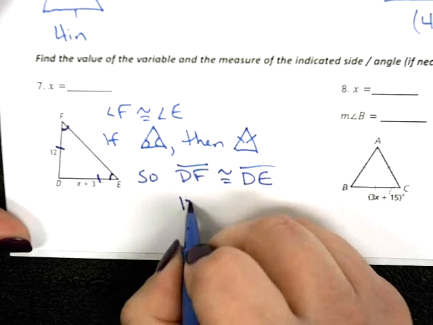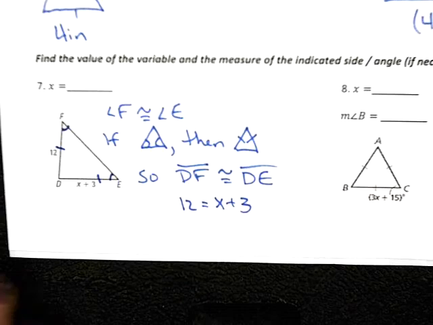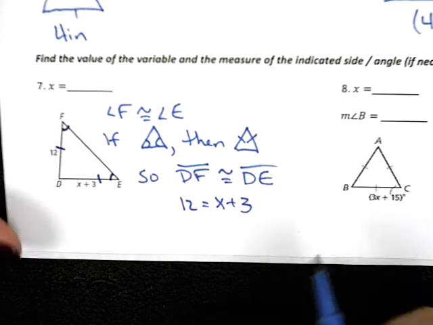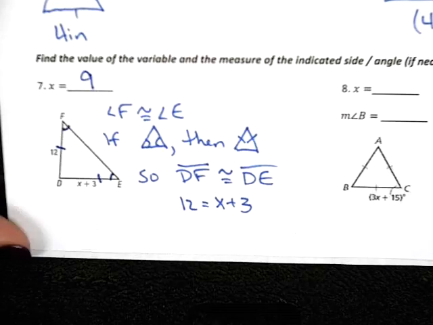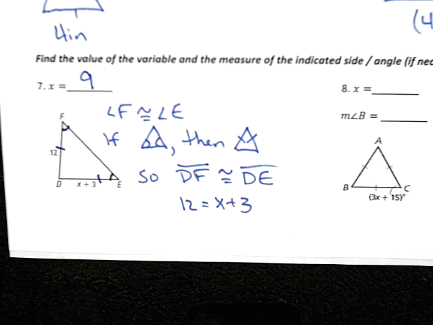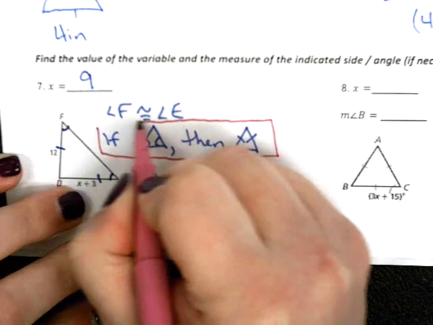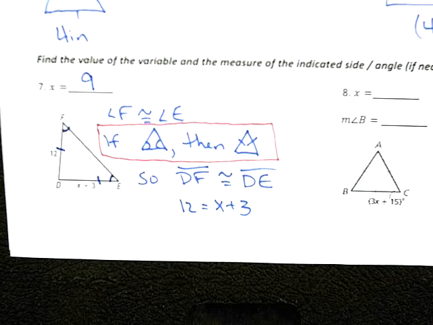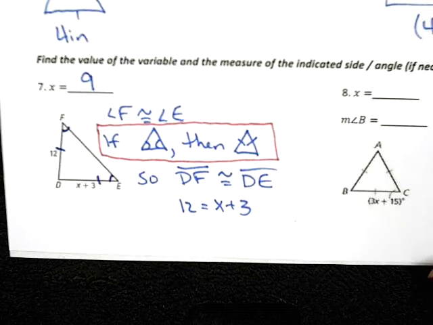DF is 12. 12 equals x plus 3. And then we can solve for x. So if we subtract 3 over, we get that x equals 9. All right, so the explanation that we're looking for is this right here. If base angles are congruent, then sides are congruent. So you have to be able to look at the pictures and pull from there what's happening.